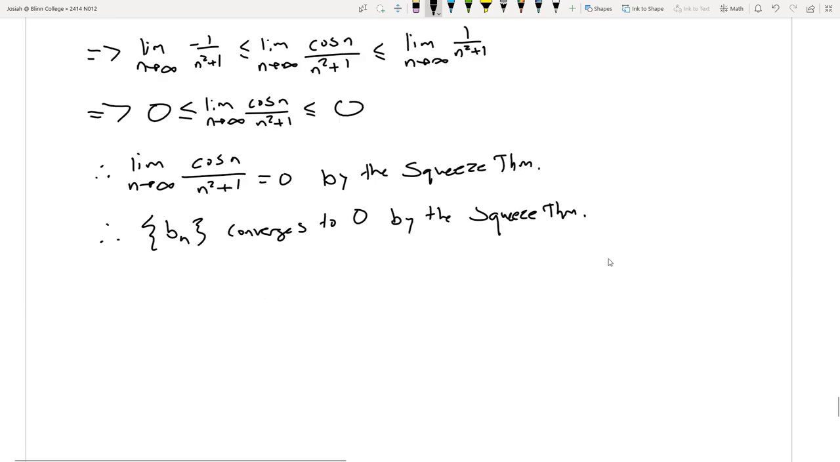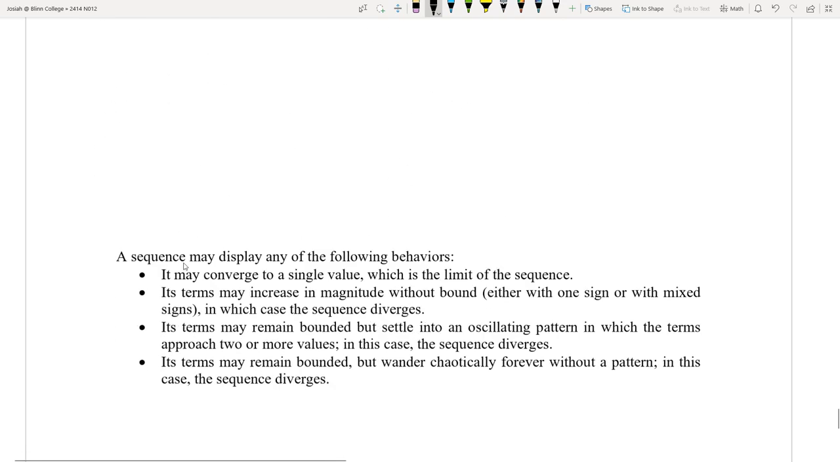All right, so to recap, a sequence can converge to a single value. That's the limit. It can increase in magnitude without bound, so to infinity or negative infinity, or might bounce back and forth between them. It diverges then in that case.